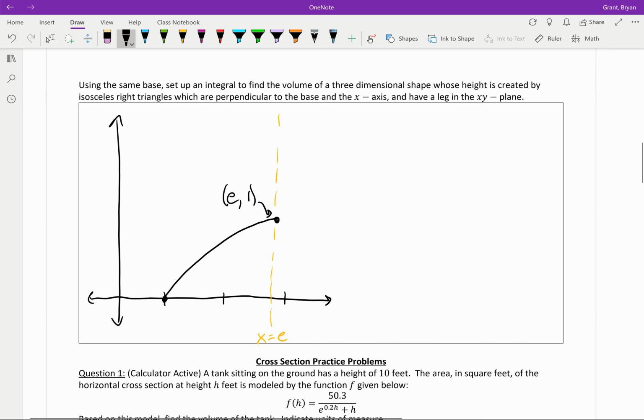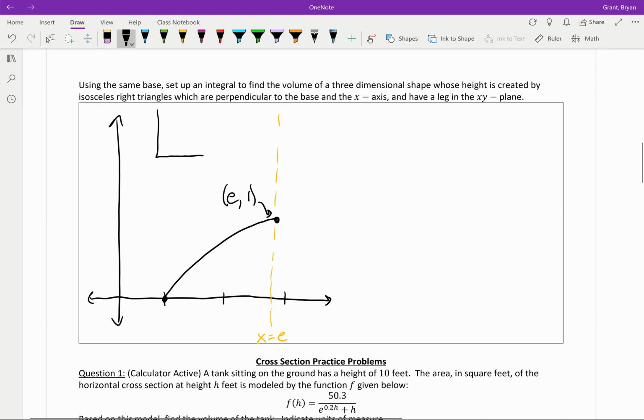What does it even look like? Well, an isosceles right triangle, let's start with a right triangle. A right triangle, of course, has a right angle. But that is not isosceles, because isosceles tells you something about the sides of any triangle. It tells you two of the sides are the same.